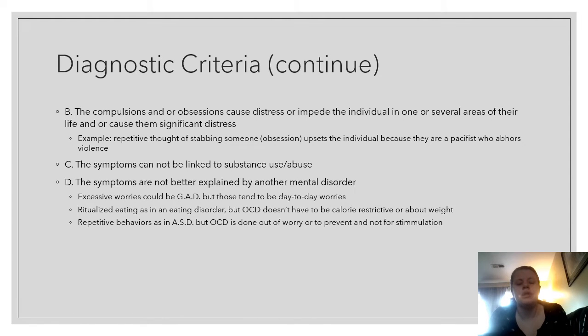B. The compulsions and or obsessions cause distress or impede the individual in one or several areas of life and or cause them significant distress. C. The symptoms cannot be linked to substance use or abuse. And D. The symptoms are not better explained by another mental disorder. I've listed some down here, but I won't get into those because I know that most of these are covered in today's class by others.